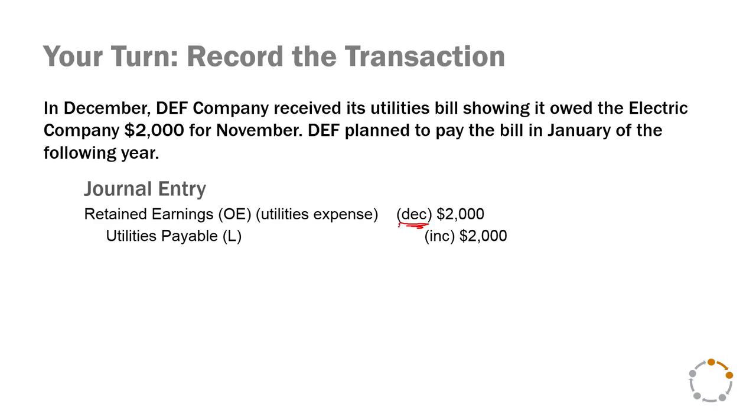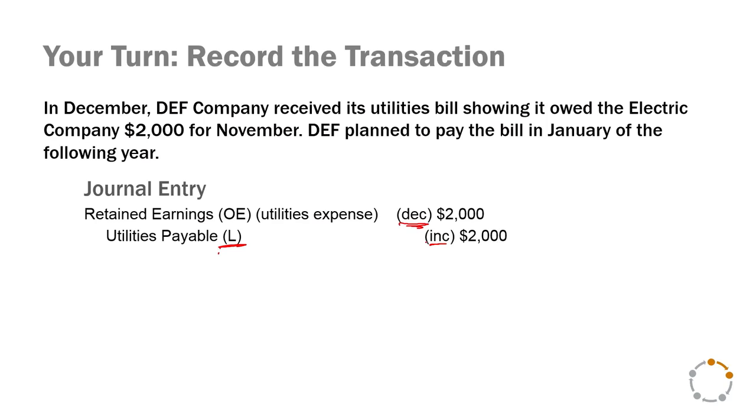And the company has incurred the obligation to pay the utilities bill the following year, so it has to record a liability. We'll call it utilities payable. We could call it the amount that I owe to the utility company, but it's a liability, which is the important thing, and it increases by $2,000. Now notice that we're recording an expense or a reduction to retained earnings, even though the company has not paid the bill in cash yet.